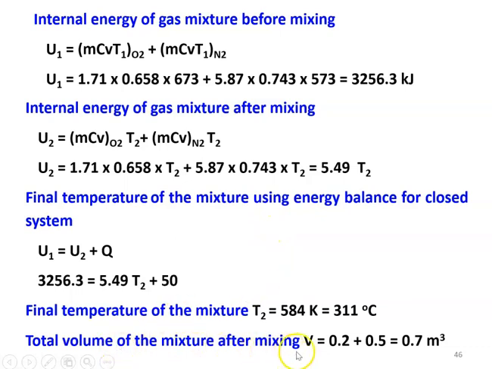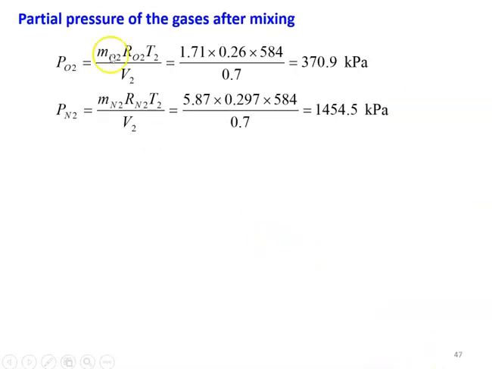The total volume of the mixture, V equal to 0.2 plus 0.5 equal to 0.7 meter cube. Now, we calculate the partial pressure of the gases after mixing. So, PO2 equal to MO2 RO2 T2 divided by V2, which is 1.71 into 0.26 into 584 divided by 0.7, which is 370.9 kilopascal.